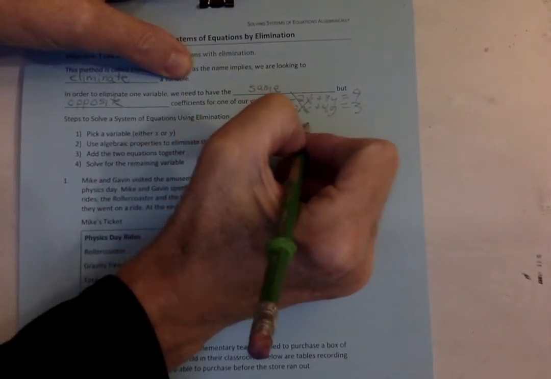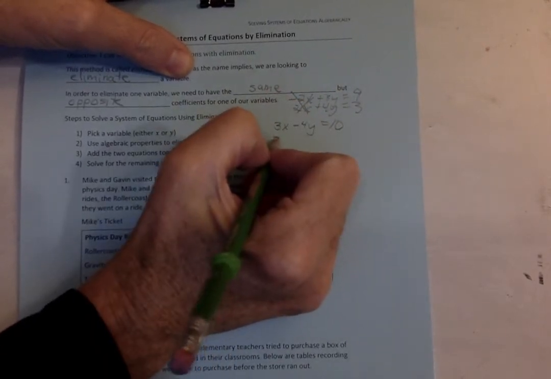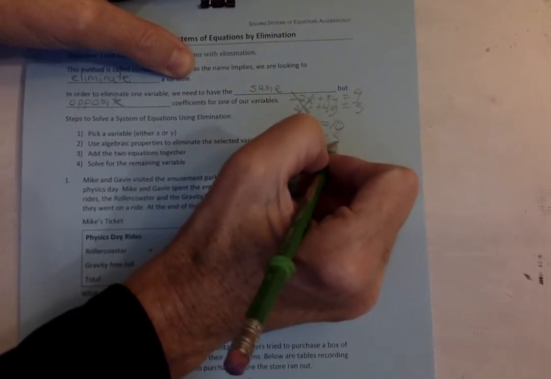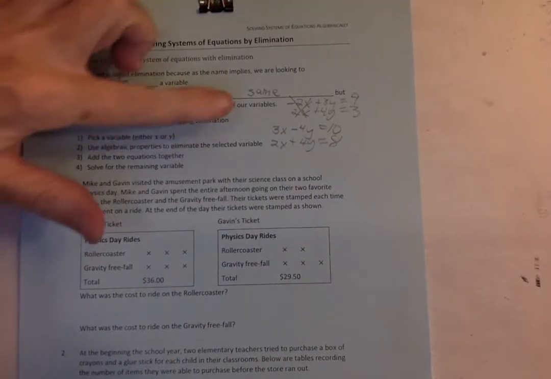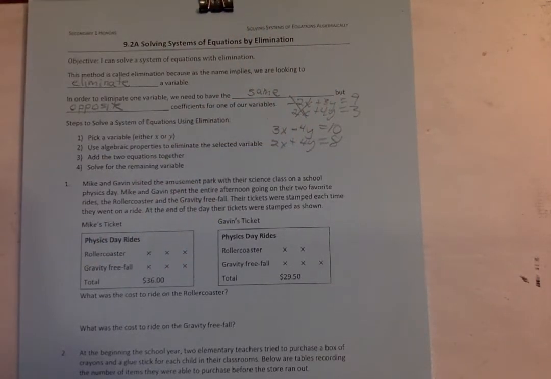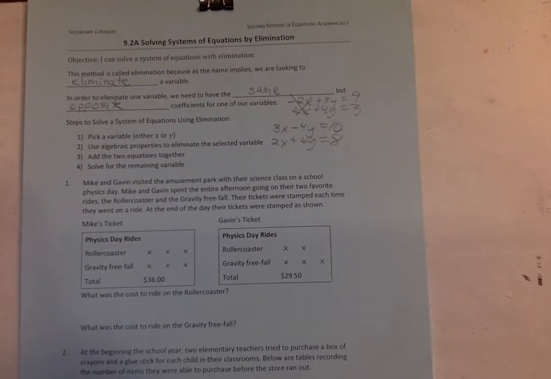Another example is if we had 3x minus 4y equals 10, and then we had 2x plus 4y equals 8. And in that case, we would add these together, and we would see that the 4 y's would be eliminated if we added the two equations together.